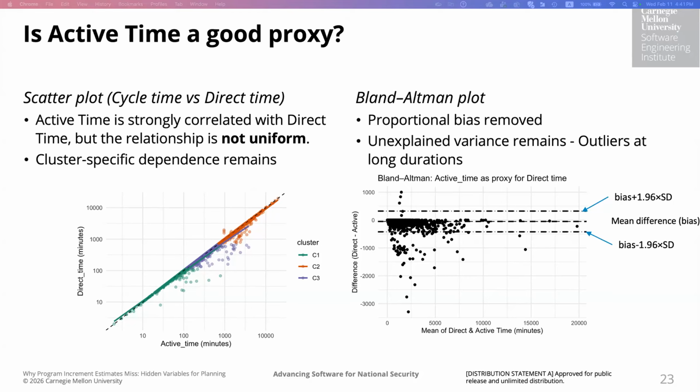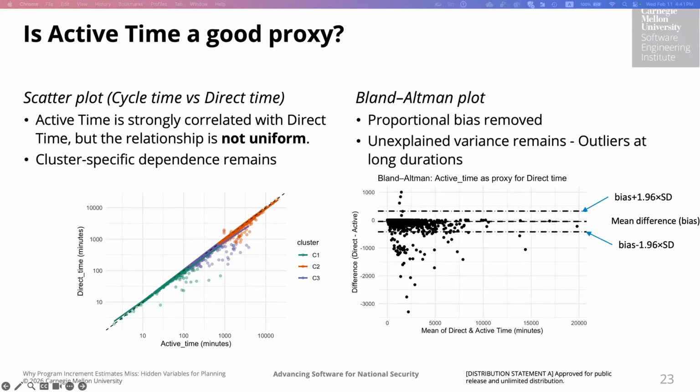So even though the correlation is high, the cluster specific dependence remains, and the relationship also changes as the task size changes. Now, the Bland-Altman plot on the right side helps us look at this more directly. The key result over here is that the proportional bias that we have been seeing for the other cases has largely been removed.